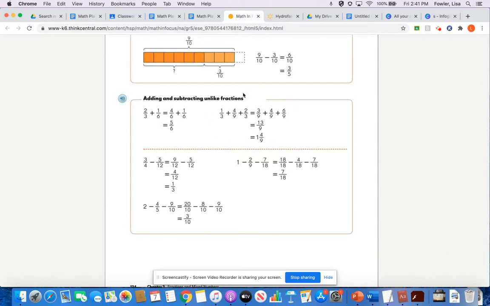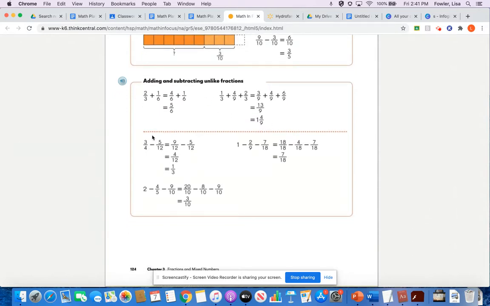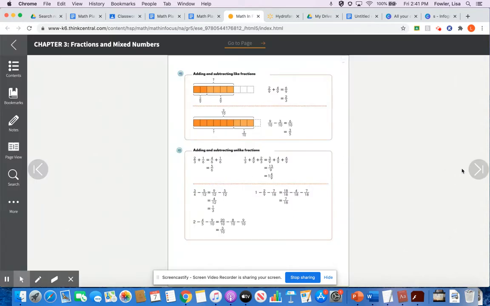Here's another example with ninths. We're not going to go through all of it. You can do the same thing with subtraction. So here you have denominators of 4 and 12. You're going to find the common denominator being 12. So you would go 4 times 3 is 12, 3 times 3 is 9, and you would end up with 9/12. And now you can do the subtraction. So 9/12 minus 5/12 equals 4/12, which can be reduced to 1/3. There are another few examples that you can look at in your book if you need.